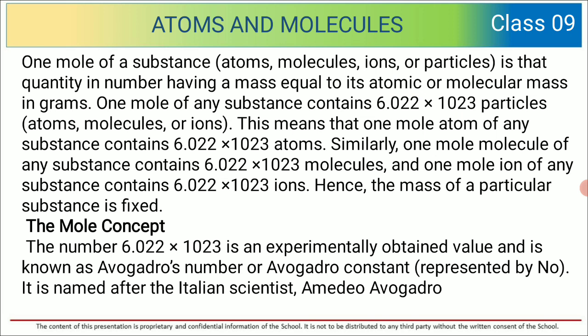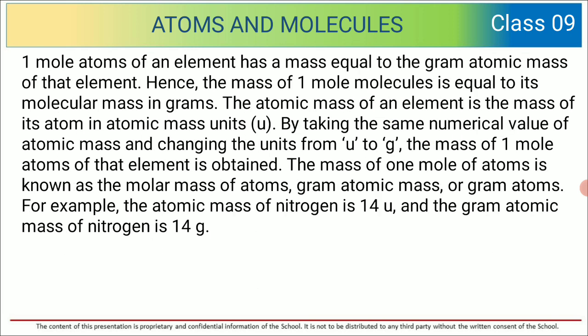In the mole concept, the number 6.022 into 10 raised to 23 is an experimentally obtained value and is known as Avogadro's number. 1 mole of atoms of an element has mass equal to the gram atomic mass. The atomic mass of an element is the mass of its atom in atomic mass units. By taking the same numerical value of atomic mass and changing units from u to g, the mass of 1 mole of atoms is obtained.